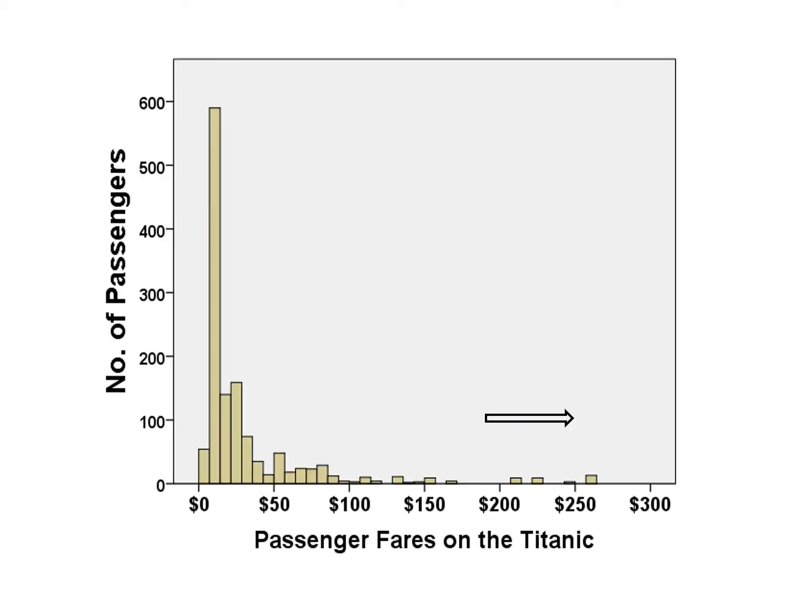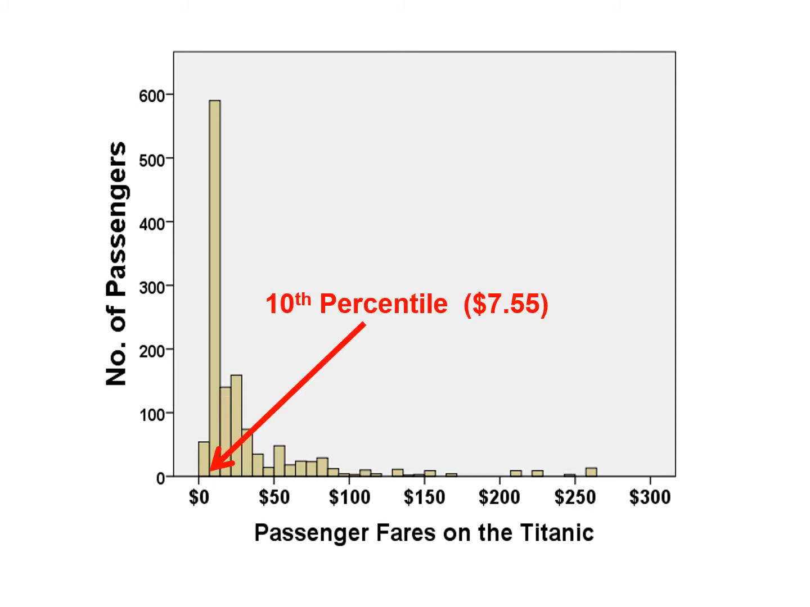Here's another positively skewed histogram. It shows the fares paid by the passengers on the Titanic. This histogram has a hump on the left side. The tall bars here on the left indicate that most passengers on the Titanic paid less than $50, but there's also a long tail to the right. And we can see that some passengers paid more than $100 or even more than $200. Remember, this was in 1912 when $200 was a lot more money than it is now.